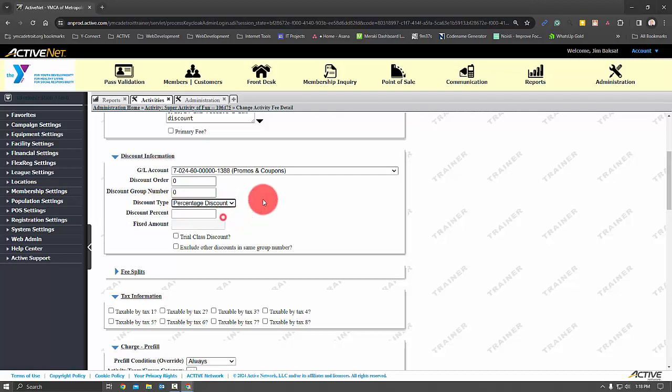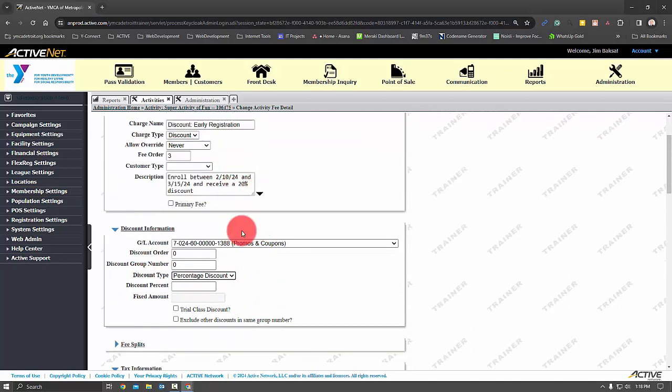I always encourage you to do a percentage-based discount. They are easier to calculate for the system. They are easier to market. They cause less problems. I highly recommend you do percentage-based discounts. So we did say we were going to do a 20% discount. Okay, so we put the 20% in there.